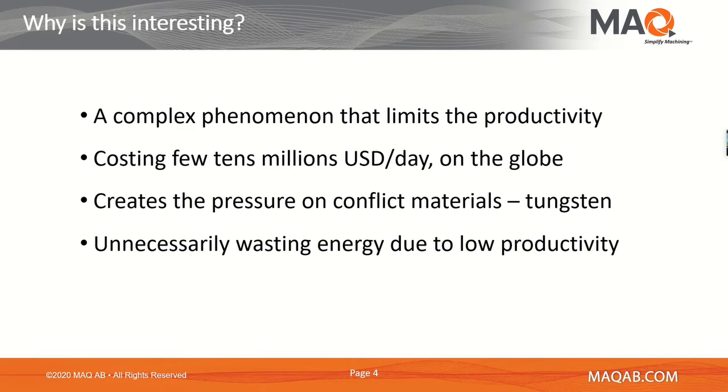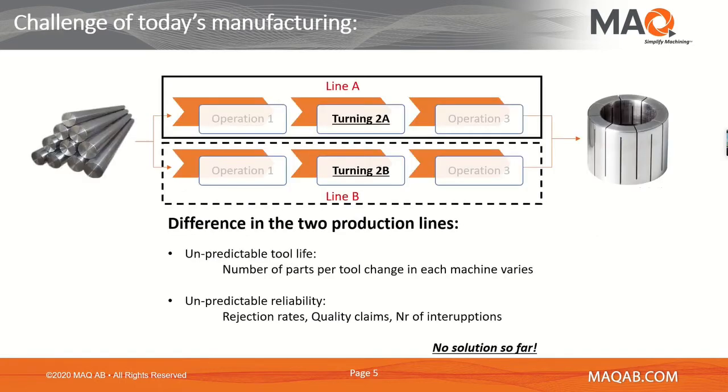Why is this interesting? Vibration itself is a rather complex phenomenon, both in education and in daily life in mechanical engineering. It is a complex phenomenon that limits productivity in machining. It costs a few tens of millions of dollars per day across the globe. It also creates pressure on the conflict material, tungsten, and people are dying for mining this material on the globe every day. And this is also creating an unnecessary waste of energy due to low productivity. So it is really worth us spending some time to understand what we have as vibrations in machining.